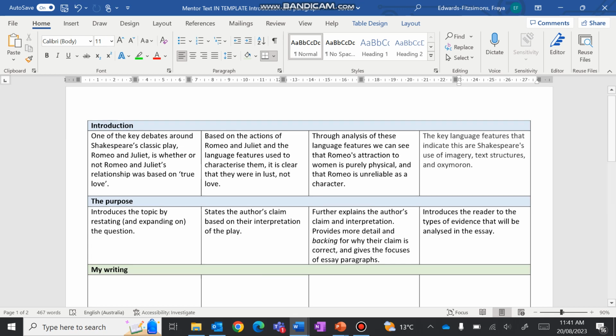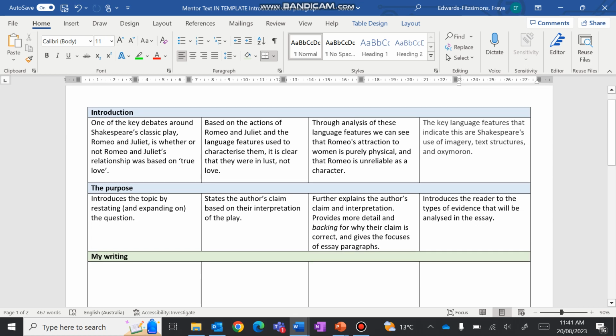So the introduction, I haven't changed that much other than to do that. I've said one of the key debates around Shakespeare's classic play, Romeo and Juliet, is whether or not Romeo and Juliet's relationship was based on true love. Based on the actions of Romeo and Juliet and the language features used to characterise them, it's clear that they were in lust, not love. Through analysis of these language features, we can see that Romeo's attraction to women is purely physical and that Romeo is unreliable as a character. The key language features that indicate this are Shakespeare's use of imagery, text structures, and oxymoron. So as you can see, I've been really clear around naming which ones I'm going to analyse.